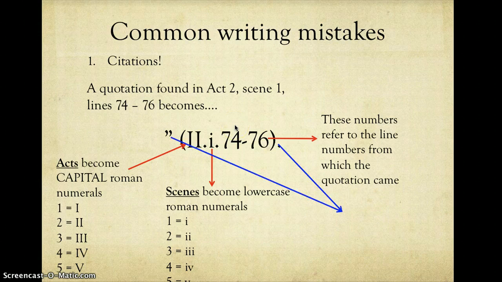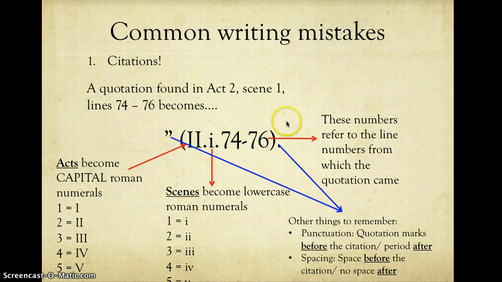Last 2 things to keep in mind. The punctuation that you see here. So there is punctuation before and after the citation. Before the citation, you have the closed quotation marks. And after the citation, you have a period. Always, always. Do not put the period before. It goes after. Also notice the spacing. There's a space between the end of the quotation mark and the start of the citation. There is, however, no space between the end of the citation and the period at the end. Please keep those things in mind.